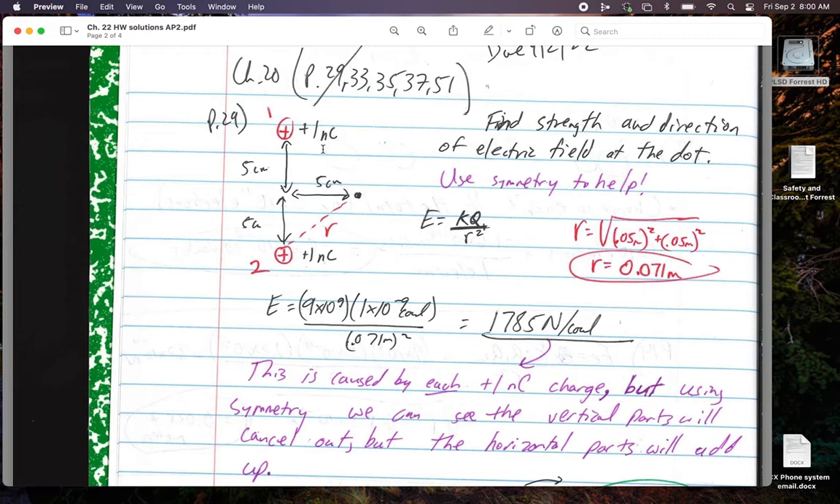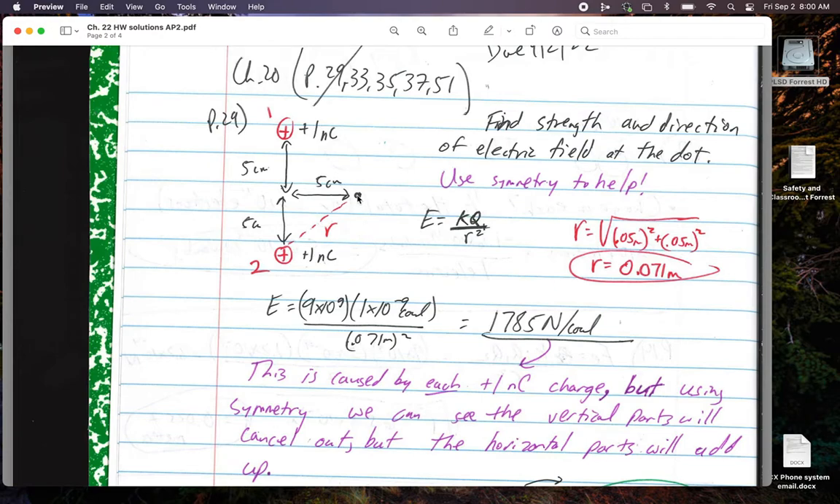So I want to use symmetry. Because this point is equidistant from the top charge and the bottom charge, I can tell that the electric field from the top charge would point down and to the right. The electric field from the bottom charge would point up and to the right. So the vertical fields would cancel out. The horizontal fields will add up.